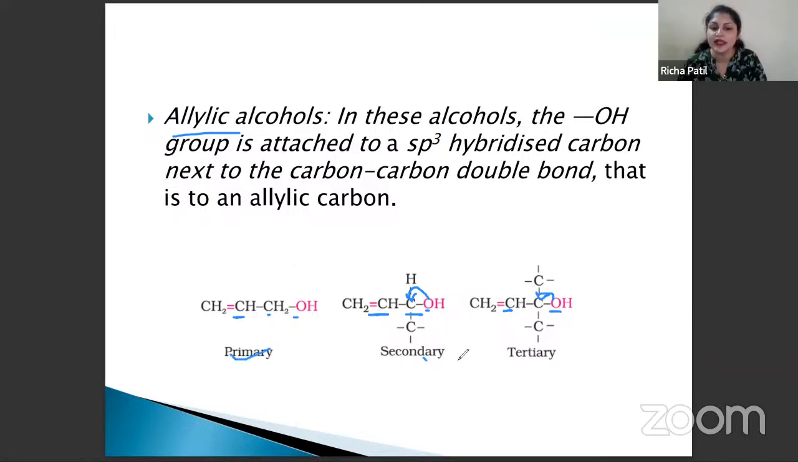So these are primary, secondary, and tertiary alcohols. So this is an example of allylic alcohols.